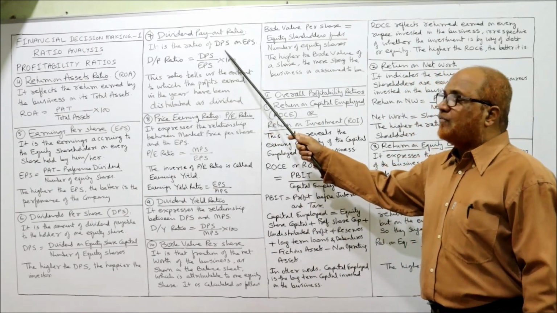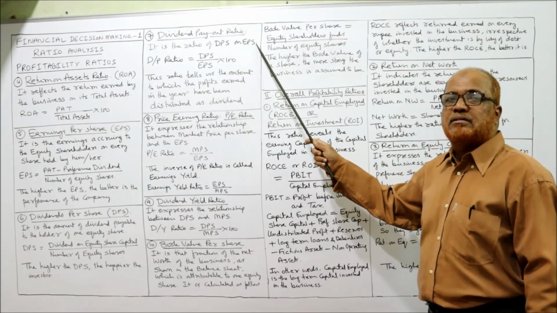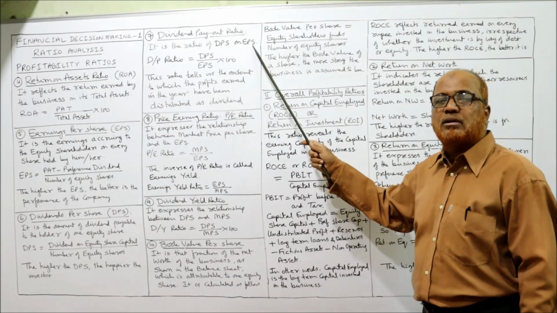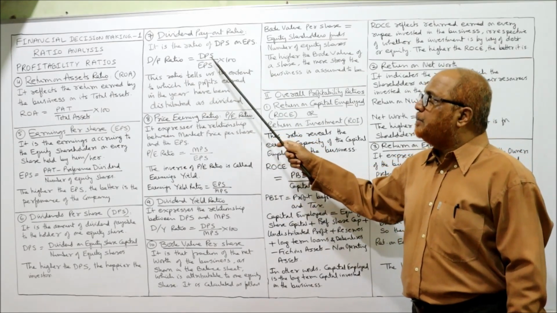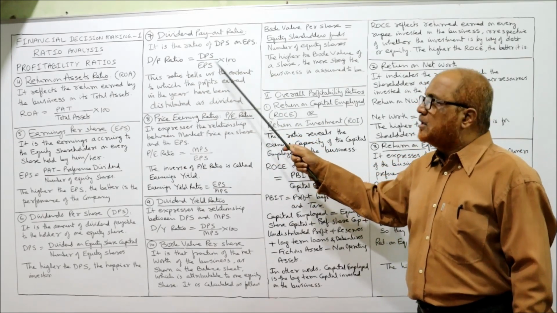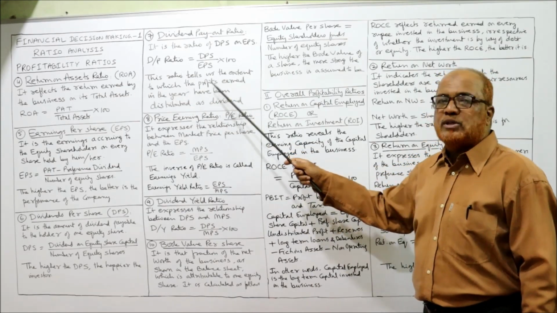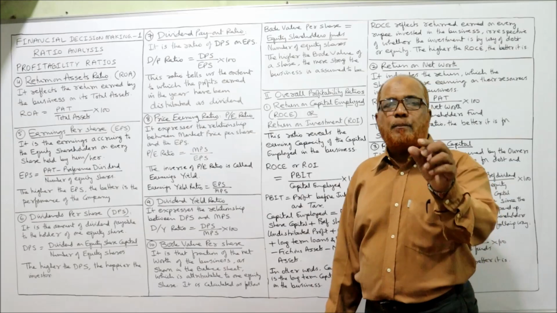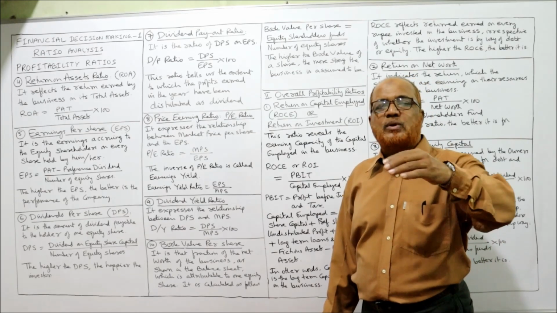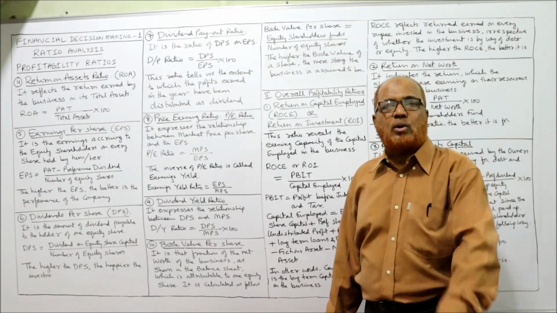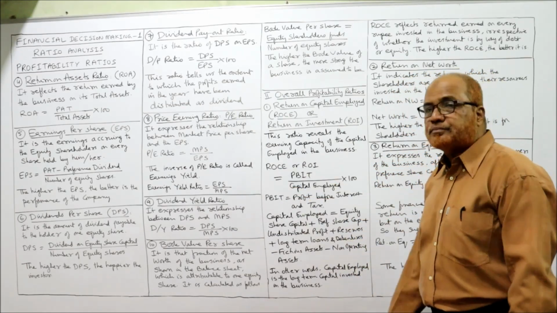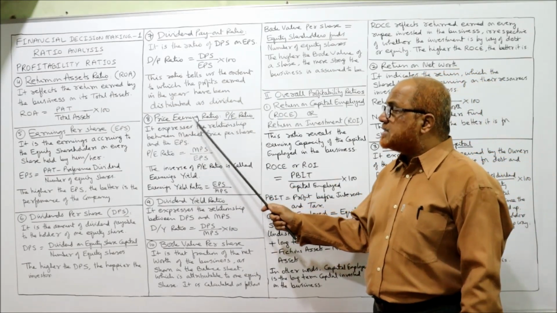So it is the ratio of DPS to EPS. DPS stands for dividend per share, EPS stands for earning per share. So the DP ratio formula is DPS by EPS into 100. This ratio tells us the extent to which the profits earned in the year have been distributed. What is the percentage of profit which is distributed to the shareholders in the form of dividend? That is the DP ratio.